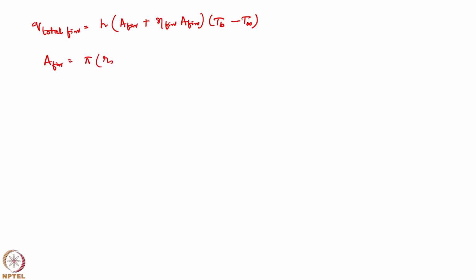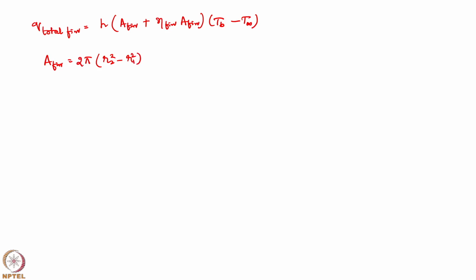So if you take the efficiency as 0.95, okay, you take Q total fin is equal to H into area of the unfin plus efficiency of the fin into area of the fin into (TB minus T infinity). Now the area of the fin, what is the area of the fin? That is pi into (R2 squared minus R1 squared) into 2.